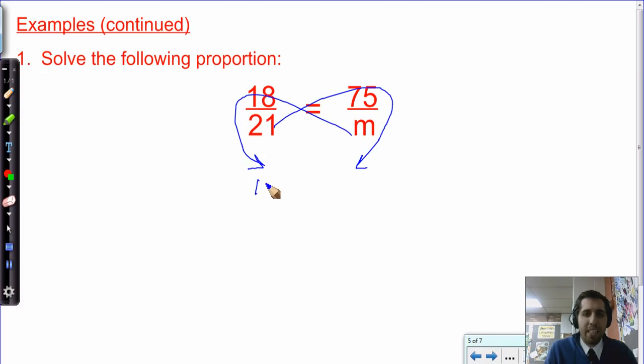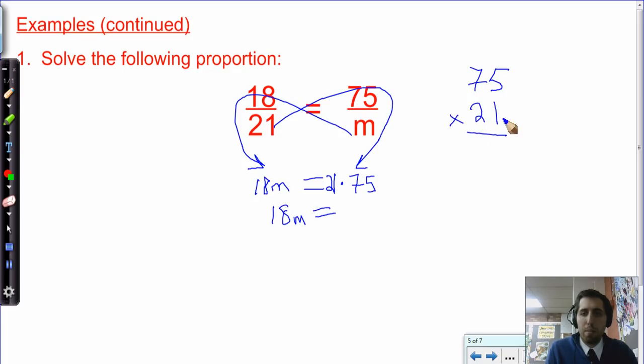This is supposed to be 18 times m, are the two values that were hit here. They're supposed to be equal to 21 times 75. So 18m must be equal to, for these to be in proportion, 21 times 75. So let's get 75 times 21. And I switched them around because of the commutative property of multiplication.